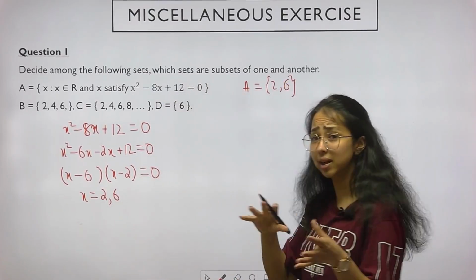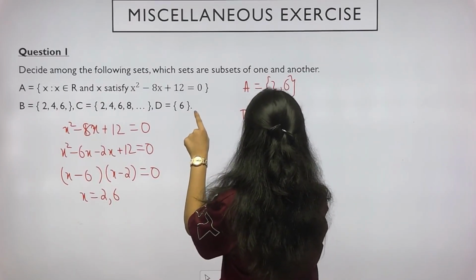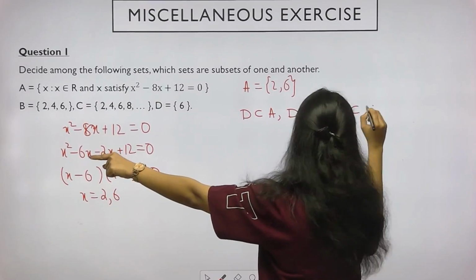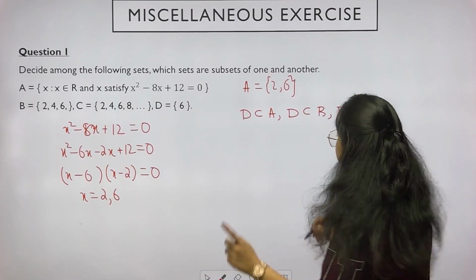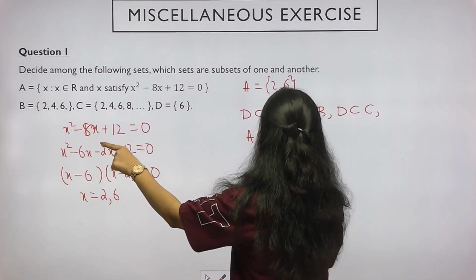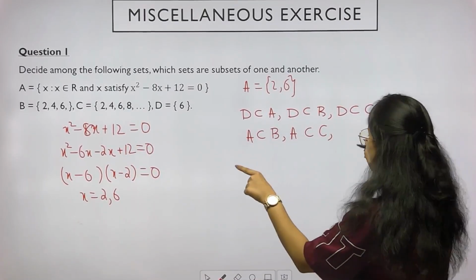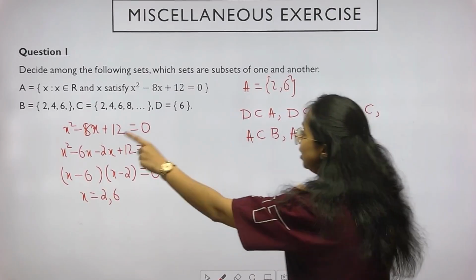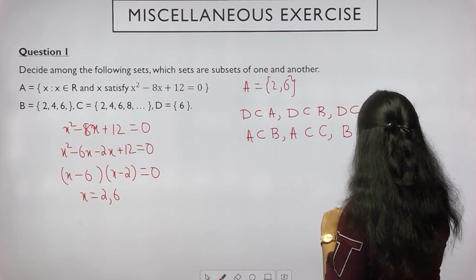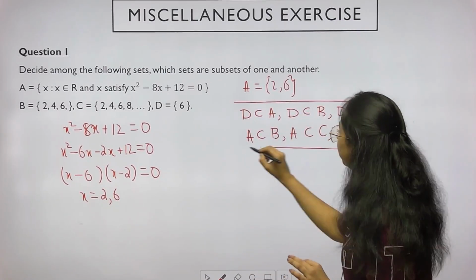So now let's check which set is a subset of another set. First of all, D is a subset of A, D is also a subset of B and D is also a subset of C. Correct? Now set A. Set A is a subset of B. Set A is also a subset of C. Now let's check set B. The elements of set B are a part of set C. So set B is also a subset of set C. I hope this is clear to everyone.